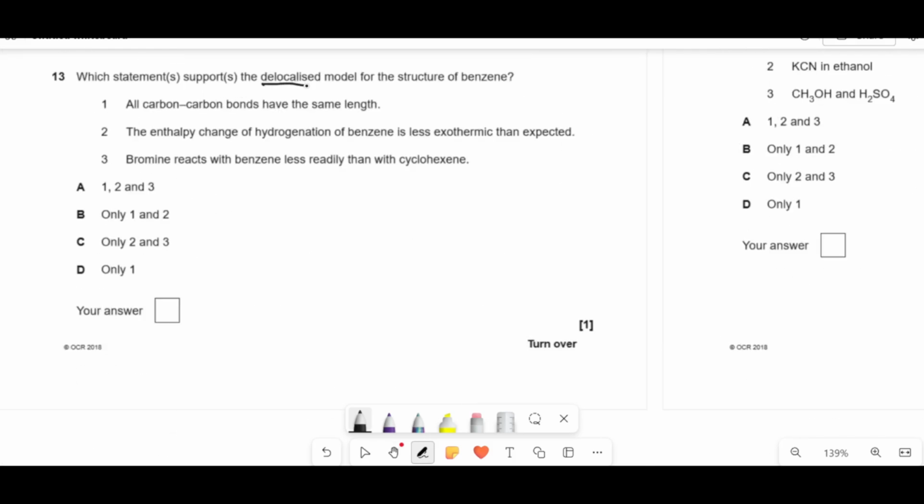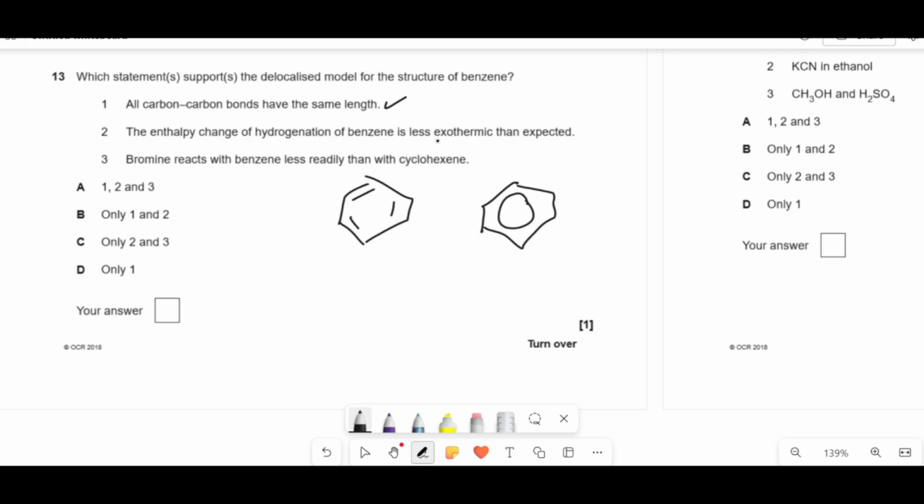So which statement supports the delocalized model for the structure of benzene? Originally Kekule said this is what it is, but we now believe that it's this. And to be honest, it looks more like it is this. The problem is if we have this, these double bonds would be different lengths to single bonds. In an actual benzene, they are all the same length. So that is immediately one on the money.